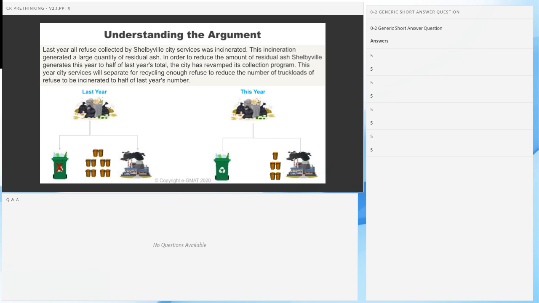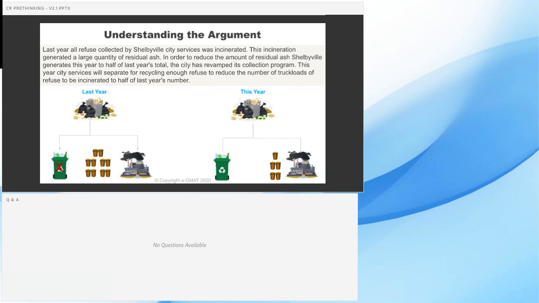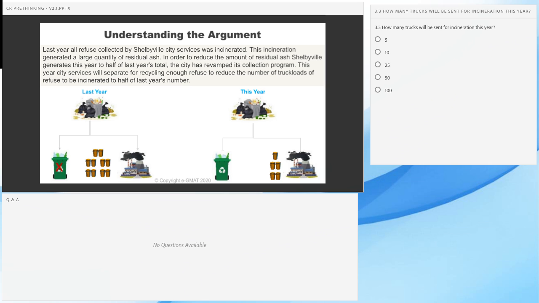Now my question to you is, if instead of collecting the same amount of refuse, I collect 10 times as much refuse. So if the amount of refuse collected this year is 10 times, how many truckloads am I going to send for incineration? The amount of refuse collected is 10 times of what it was collected last year. How many truckloads am I going to send for incineration?